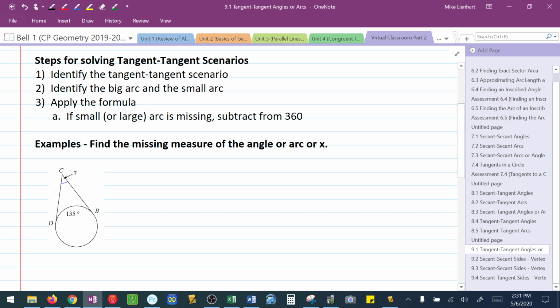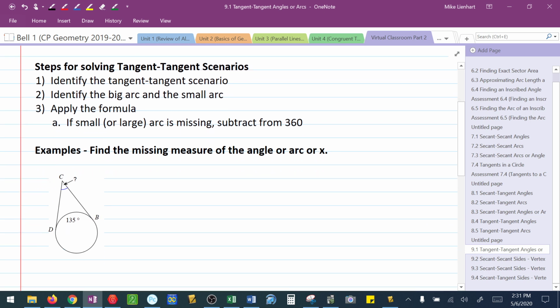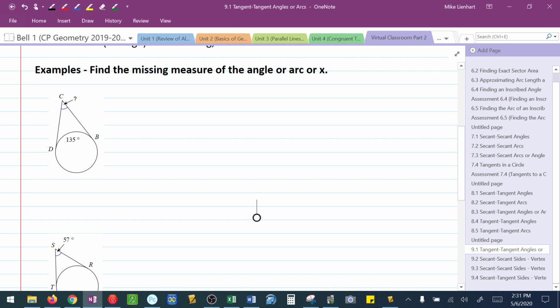So how do we do tangent arcs and angles? We identify the tangent. We identify which one's the big and which one's the small. And then we apply the formula. And remember, the formula says the angle is equal to half the big minus small, or 2 times the angle is equal to big minus small. And we know that one trip around the circle is 360 degrees. Okay, so here we go.